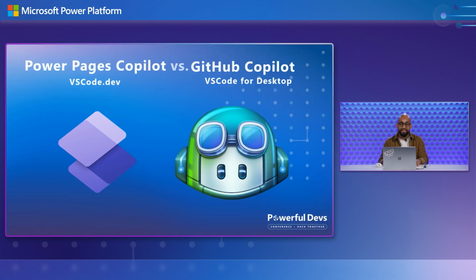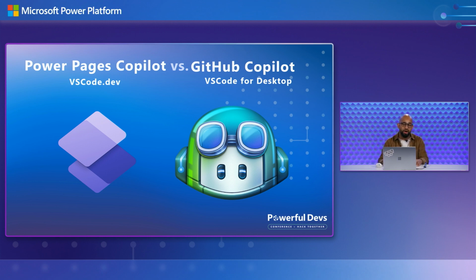All right, up next, let's talk about the difference between Power Pages Copilot and GitHub Copilot. Microsoft makes Power Pages Copilot available within the VS Code.dev IDE or experience. So when you go to Power Pages, you click to edit code, you get a pop-up on your browser, and you see a Copilot there. That is your Power Pages Copilot.